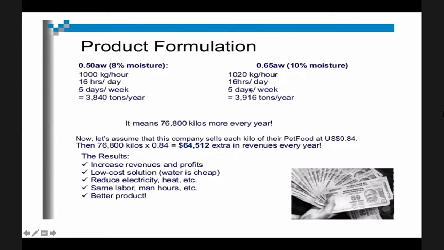But there is also a significant increase in the production. So here, 3,840 tons a year in contrast with 3,916 tons per year at 0.65 water activity.